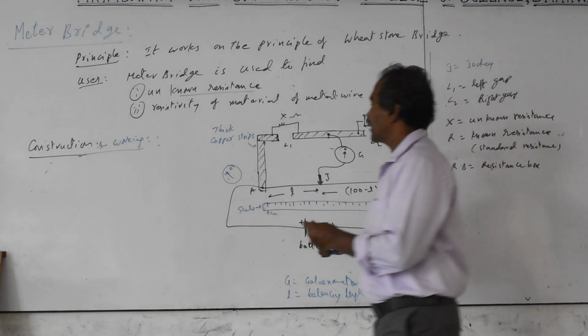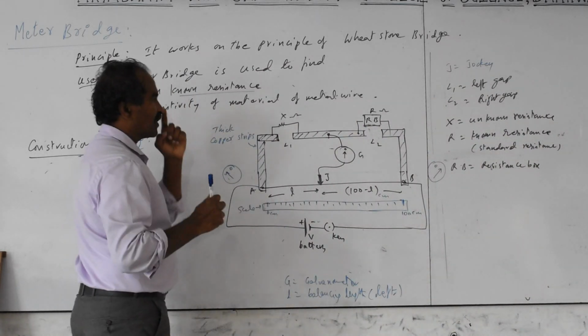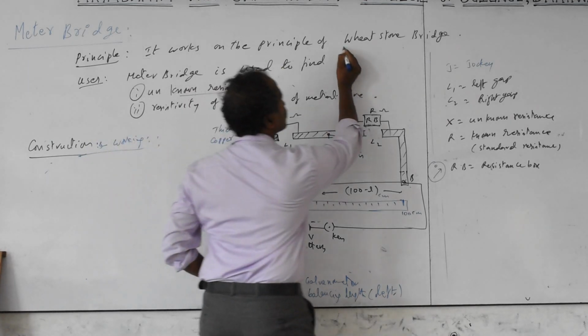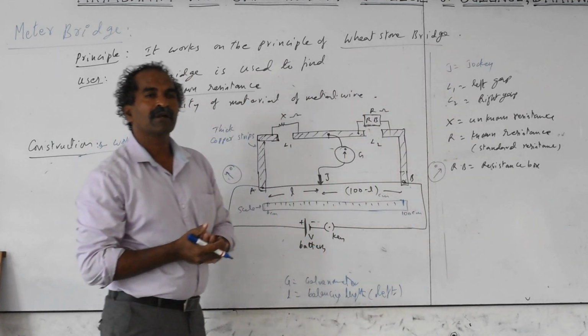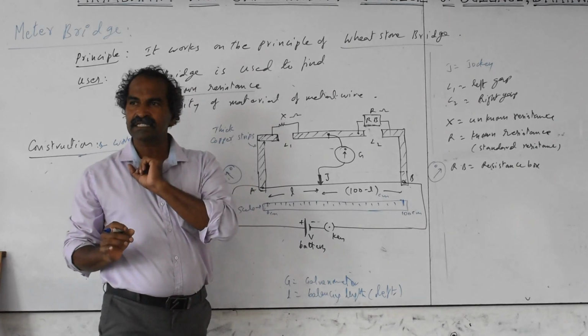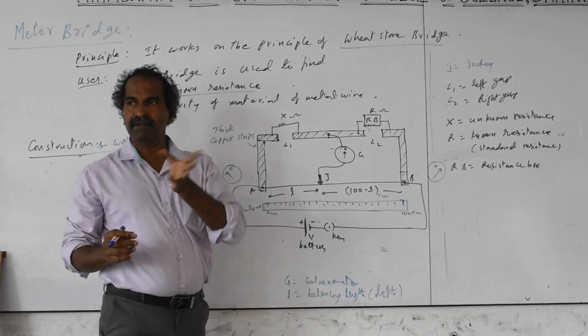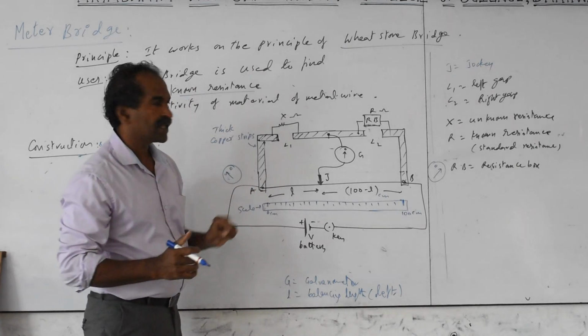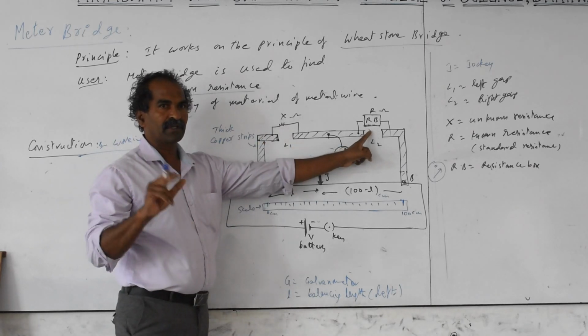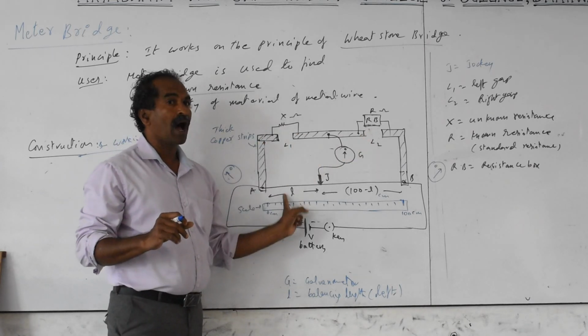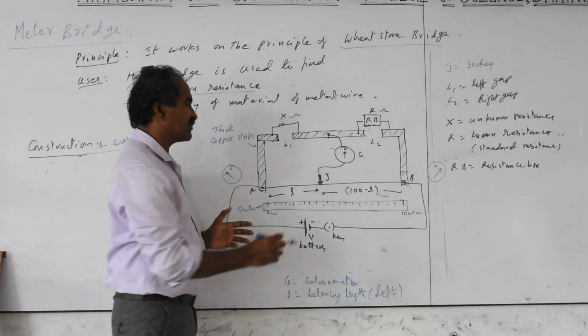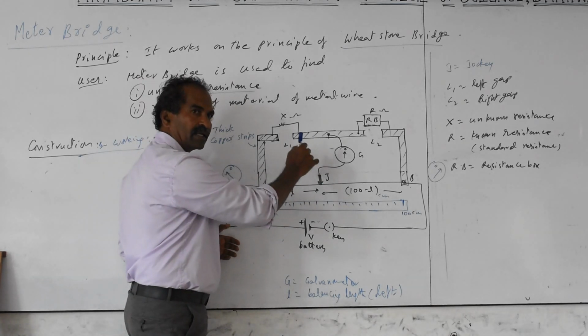Okay. And it works on the principle of the Wheatstone bridge. The principle is important for one question. How many resistors does a Wheatstone bridge contain? When not balanced, 5 resistors. When balanced, we take 4 resistors. Okay, P, Q, R, S in the Wheatstone bridge. Then you touch the jockey on this wire.